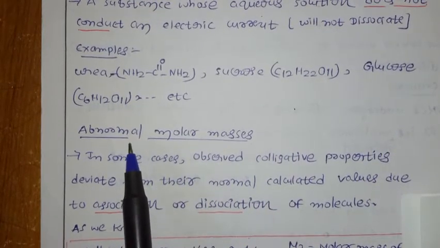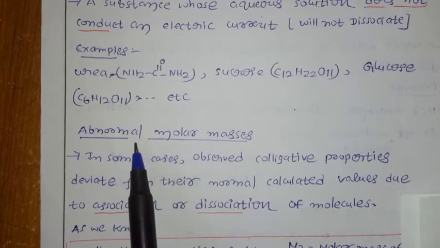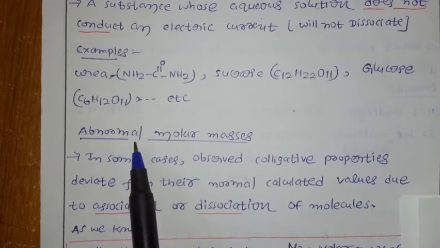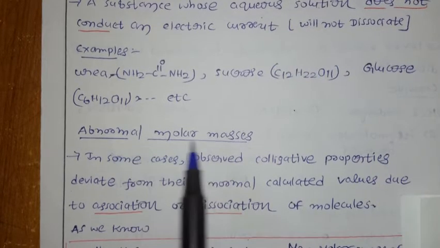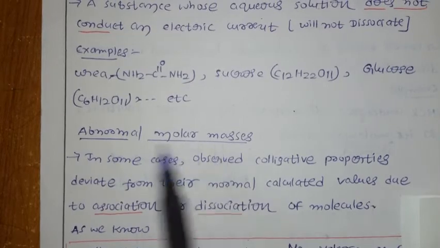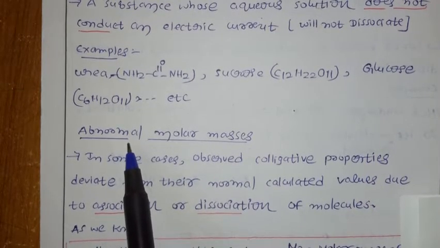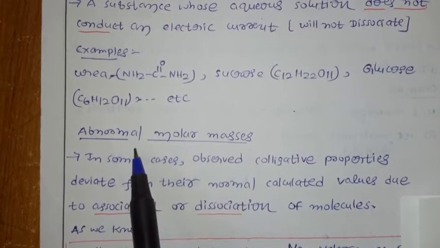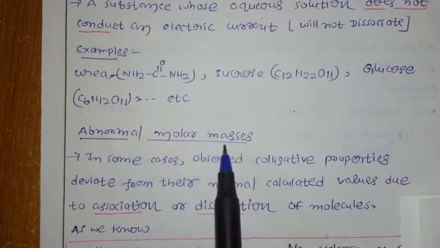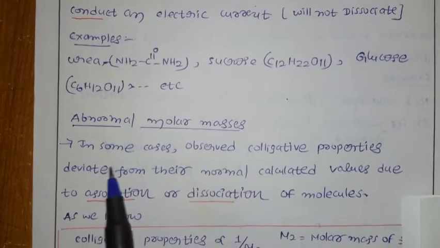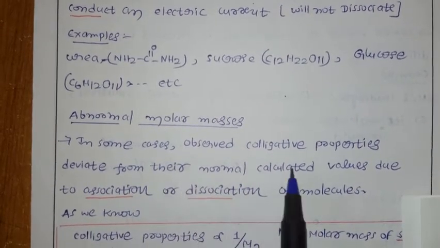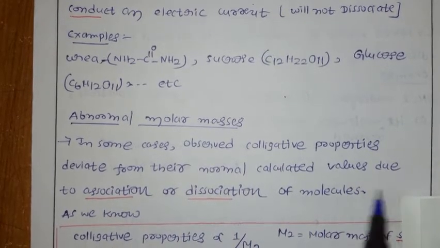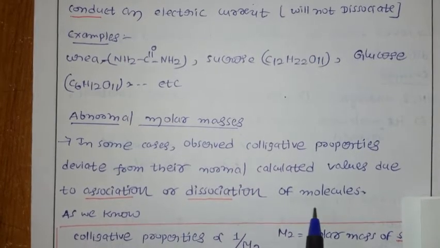As you know, abnormal means not normal. Few persons have very good knowledge and some different properties, and we call them abnormal. Here also we are getting abnormality, meaning it is not what you are expecting. We have something different, and that is called abnormal, in this case in molar masses. Let us see how it happens. In some cases, observed colligative properties deviate from their normal calculated values due to association or dissociation of molecules.